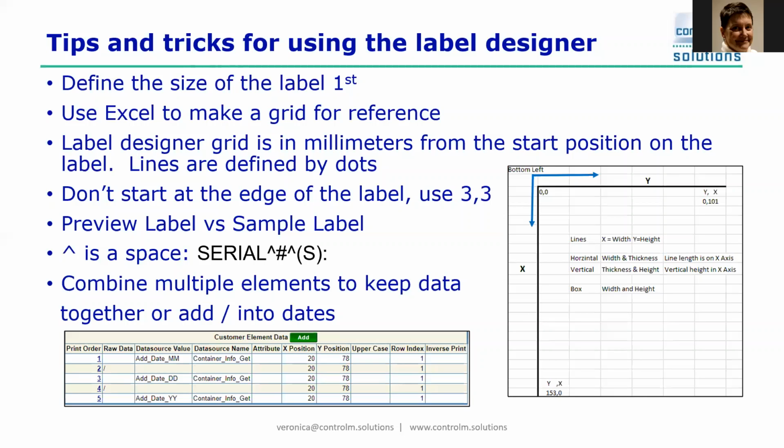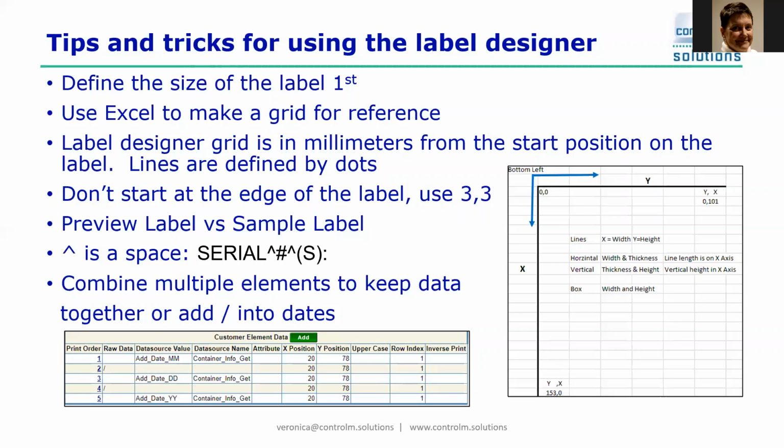Preview label gives you an idea of where the lines and columns will be. Sample labels print to a printer with sample data. Preview label is not a WYSIWYG. In other words, what you see is what you get. It's going to have some overlapping text and columns because the size of the print on the preview is not the actual data that's going to print.